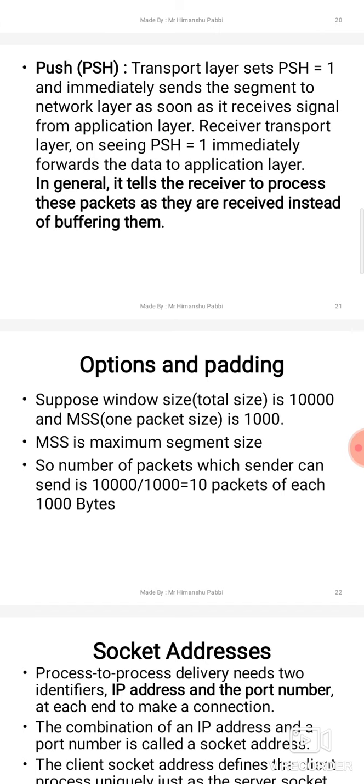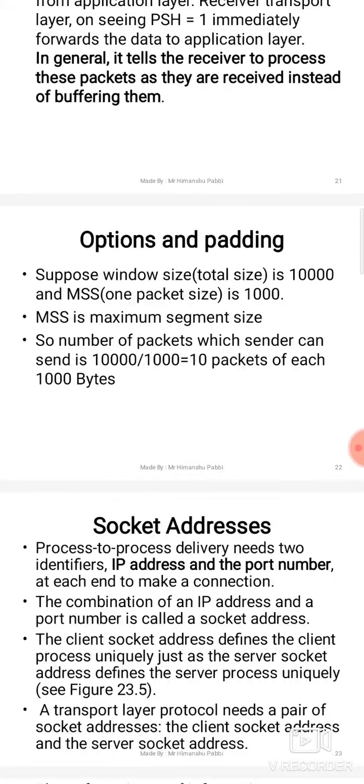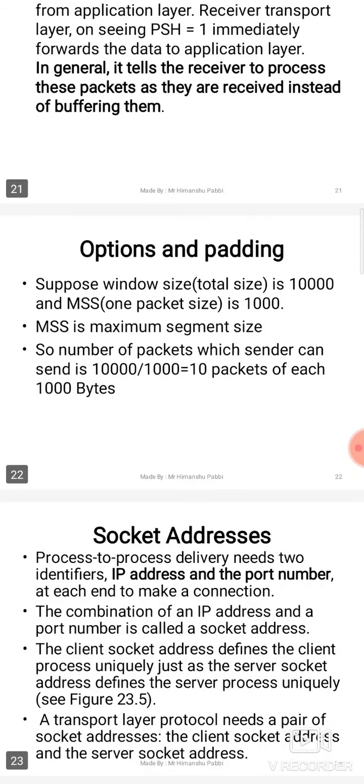The last one is options and padding. It tells how many packets the sender can send at maximum. The sender will tell about the window size and the maximum segment size. We divide the two and get the total number of packets which a sender can send. In the coming videos we will see how it works.